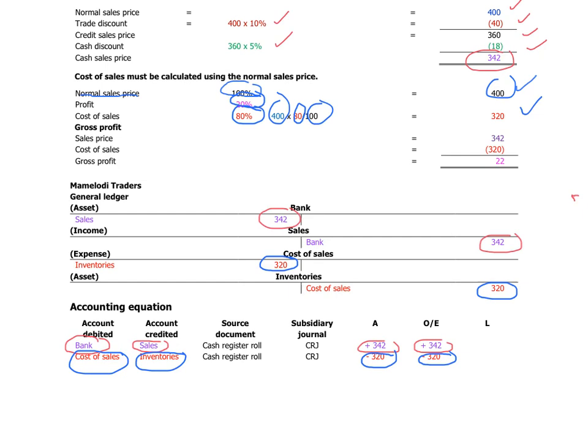If we sell goods for cash, a cash register roll is used, or you can also say a cash invoice is used, and the entries are recorded in the cash receipts journal.